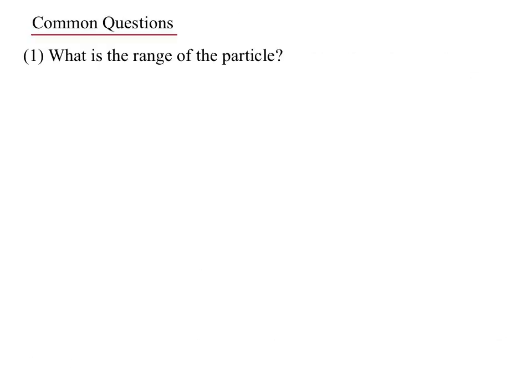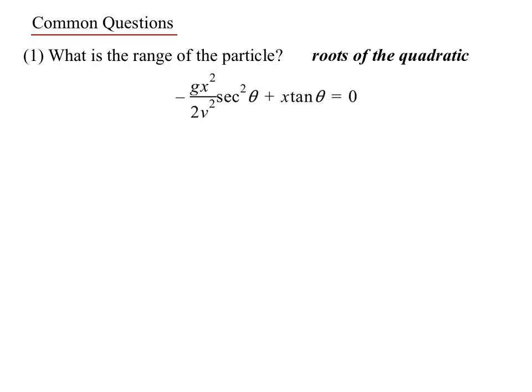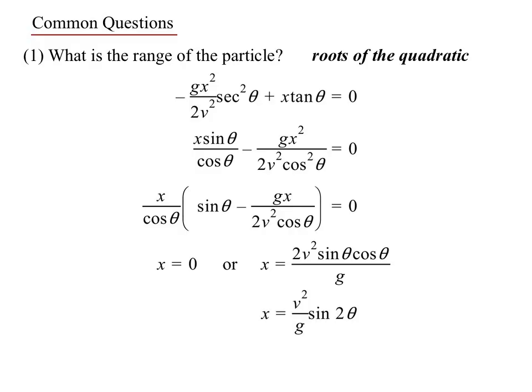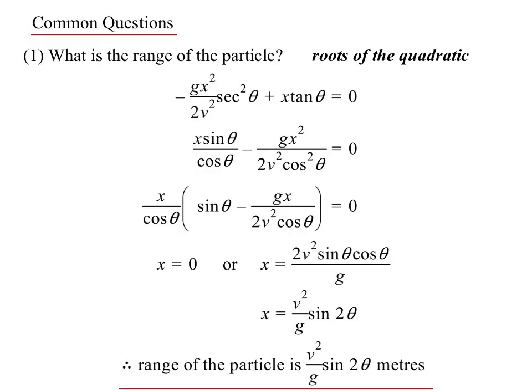So back to those common questions then. If I know the equation and I said, well, what's the range of the particle? Well, that's going to be the roots of the quadratic, the solutions to the equation. I've got it in that form. If I wanted to find the roots of that, let's factorise, and eventually we get two possibilities, x equals 0, but that's where we launched it from, and the other one therefore must be the range. And tidying that up, there it is, v squared on g sine 2 theta.